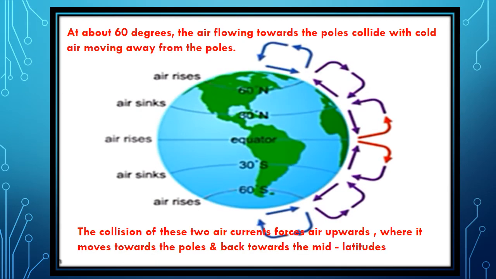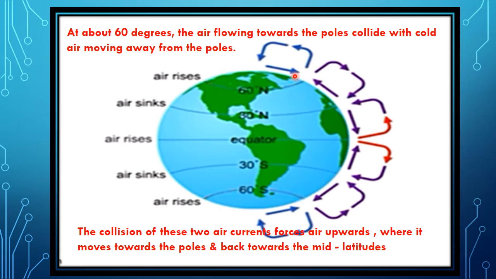Now children, what happens at about 60 degrees? The air which is flowing towards the poles now collides with the cold air which is coming from the poles. You can see this is dark blue and light blue, and they are going to collide. This happens on both sides, in the north pole and in the south pole, where the air flowing towards the pole meets the cold air coming from the poles.